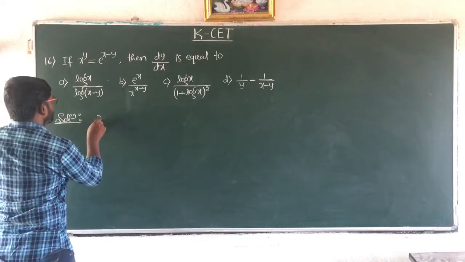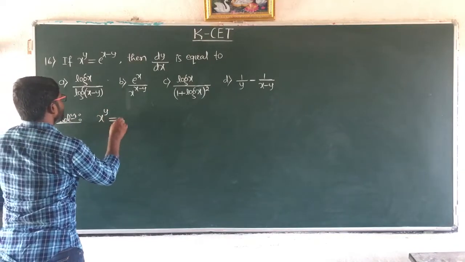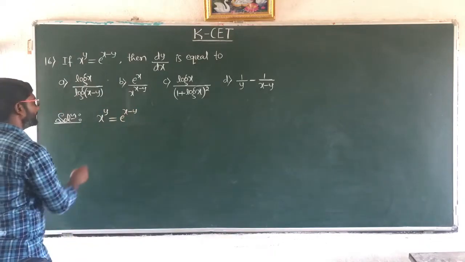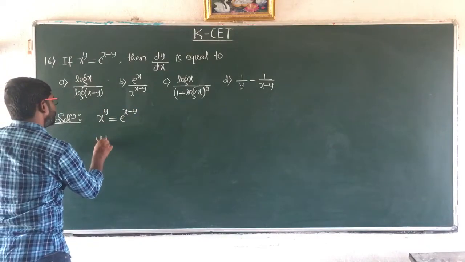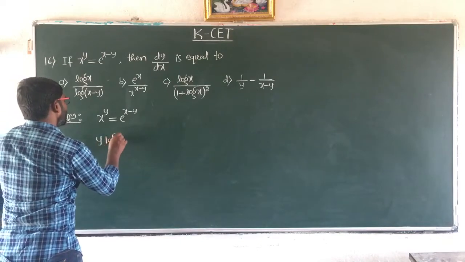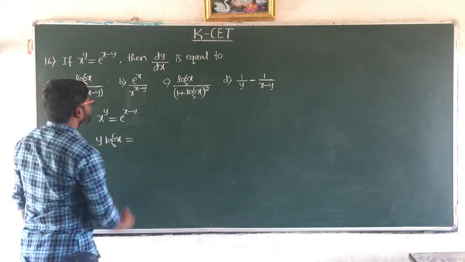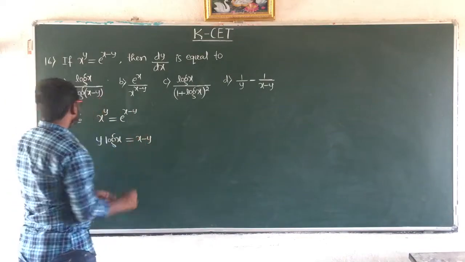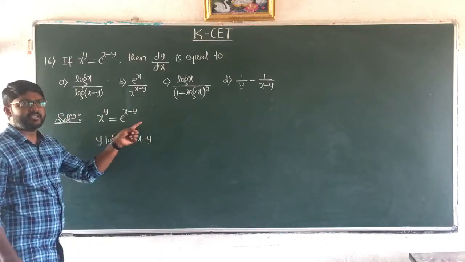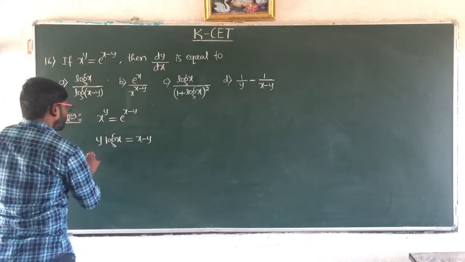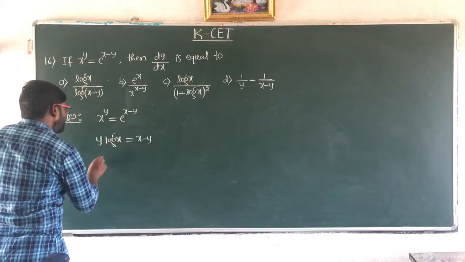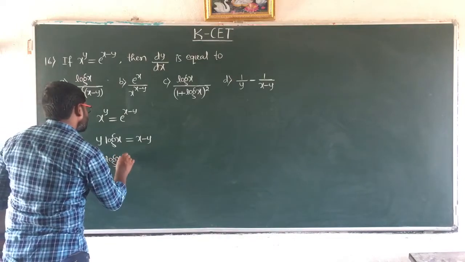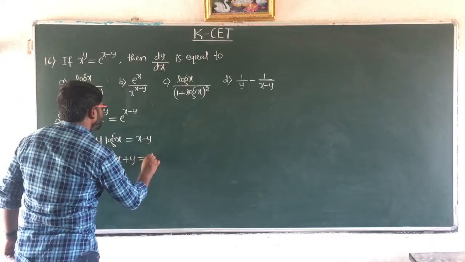So now x to the power y is equal to e raised to x minus y. Now take log on both sides. So we get y into log x is equal to, now if you take log, x minus y comes in the beginning and we get log e. What is the value of log e? It is 1. So now see here, I take minus y to the LHS, we get plus y log x plus y which is equal to x.